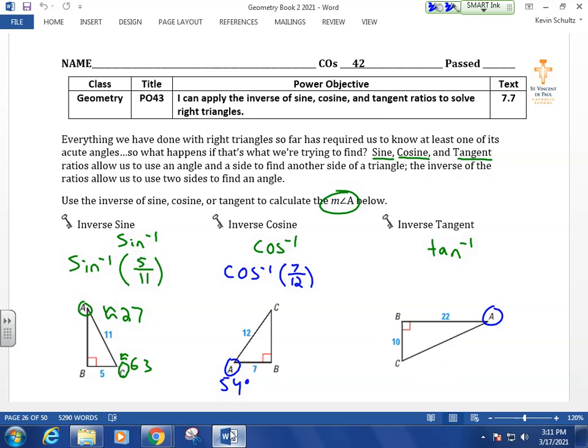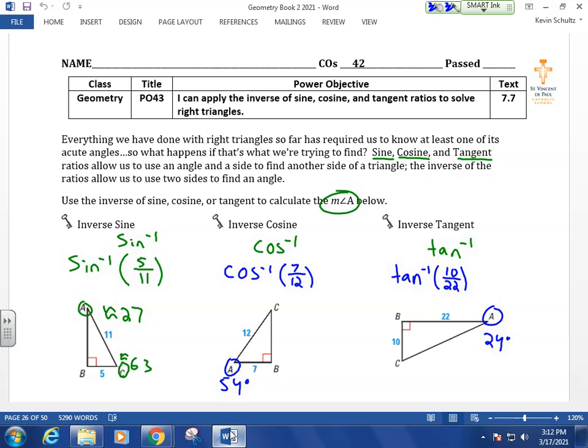So in your calculator, inverse tangent, opposite 10 divided by adjacent 22. That's the tangent ratio, opposite over adjacent. And that should give you about 24 degrees, which means that angle C, if you're asked to find that, is going to be 66 degrees.